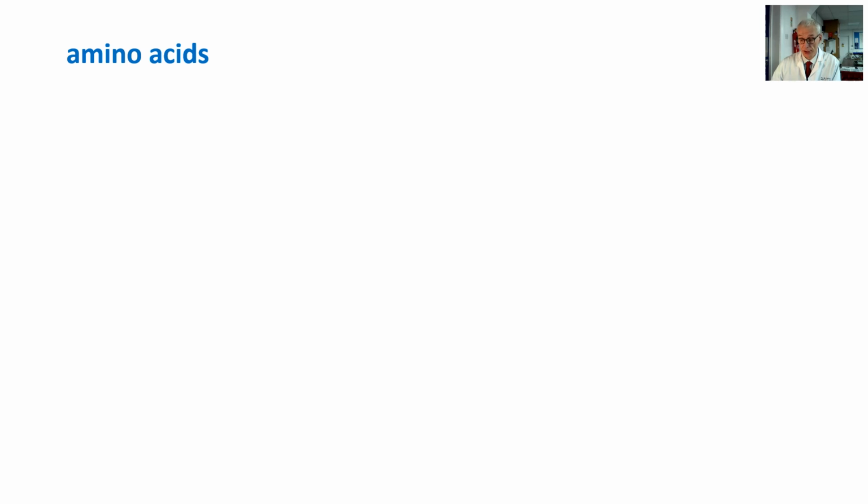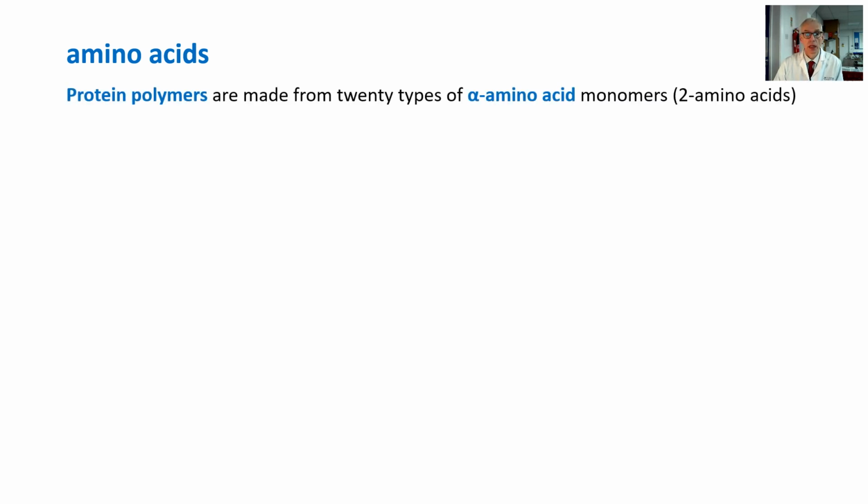Starting with amino acids. Proteins are polymers formed from 20 different amino acid monomers. Those amino acids are known as alpha amino acids or as 2-amino acids. As indicated in the name, the amino acids contain an amine group and a carboxylic acid group. So the acid part is a carboxylic acid group, and the amino obviously refers to the amine group.